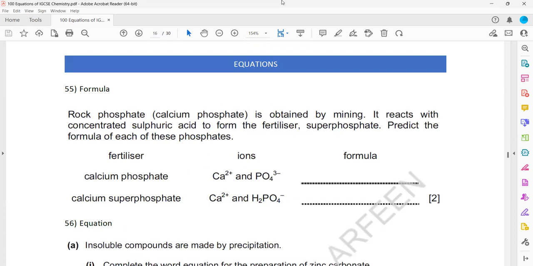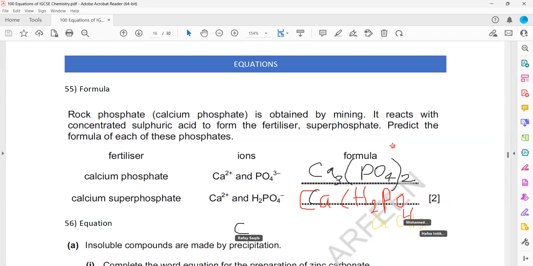Calcium phosphate is obtained by mining. It reacts with concentrated sulfuric acid to form fertilizers and superphosphate. Predict the formula of calcium phosphate. So calcium phosphate, because the valencies are not the same, you simplify the valency and cross multiply. It cannot be further simplified, so you can just cross multiply.